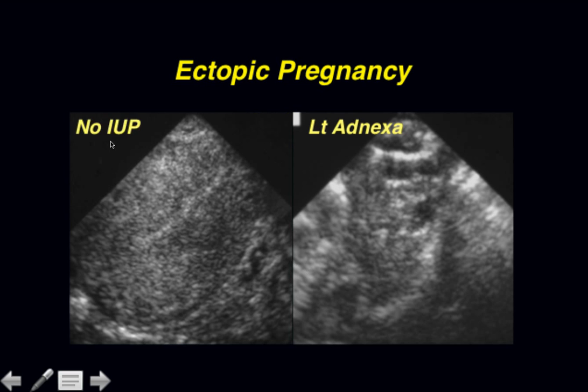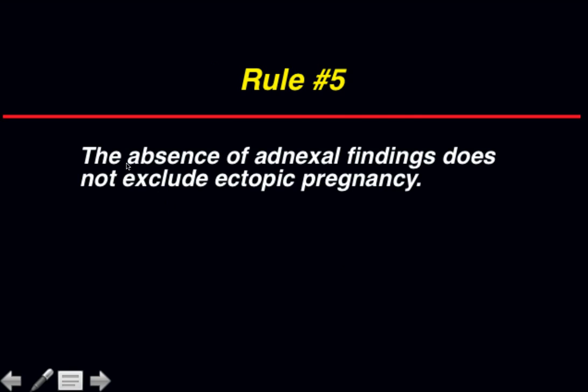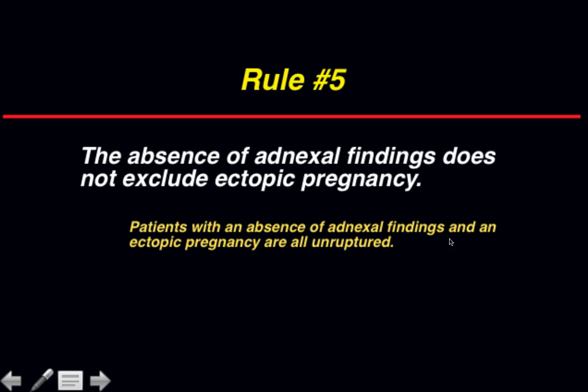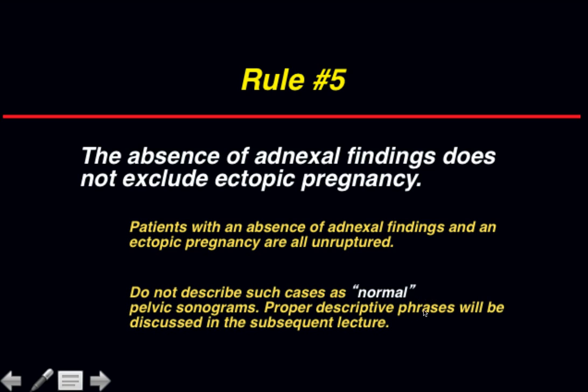So here we have a patient with no IUP, a perfectly normal left ovary with no mass and no fluid identified. She, in fact, has an ectopic. So rule number 5 is the absence of adnexal findings does not exclude an ectopic pregnancy. Patients with an absence of adnexal findings and an ectopic pregnancy are all unruptured. When you are describing such a case, even though the patient has a normal sonogram, do not describe it as a normal sonogram. Proper descriptive phrases will be discussed in the subsequent lecture.